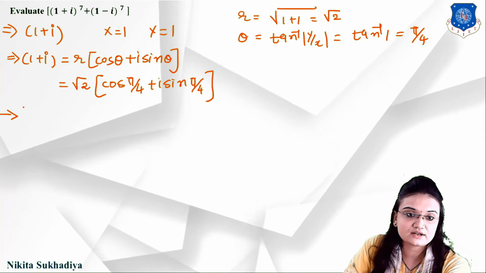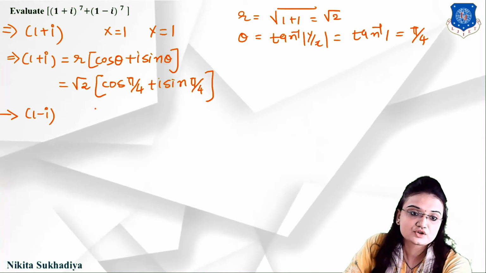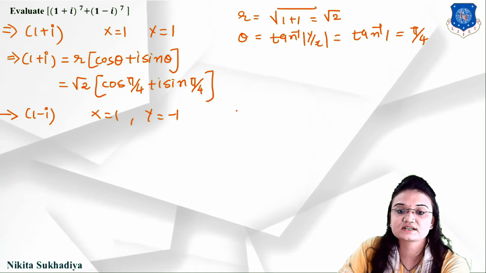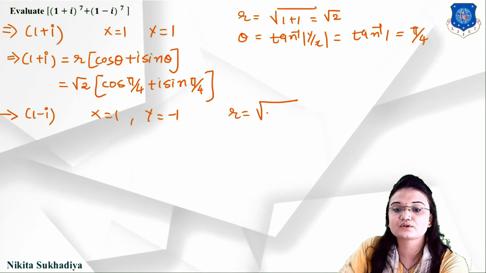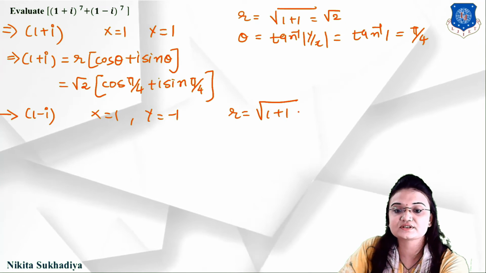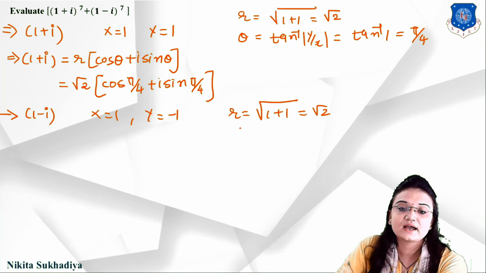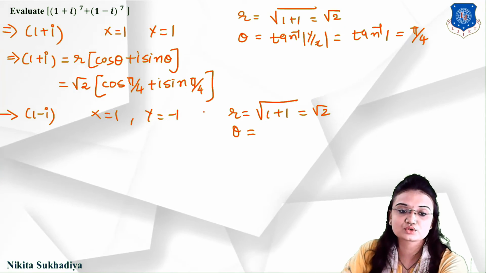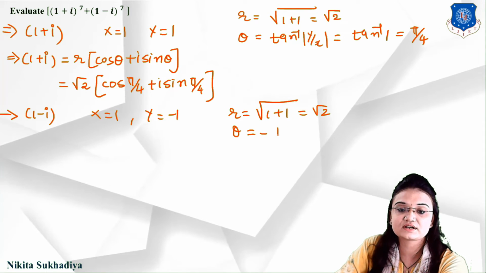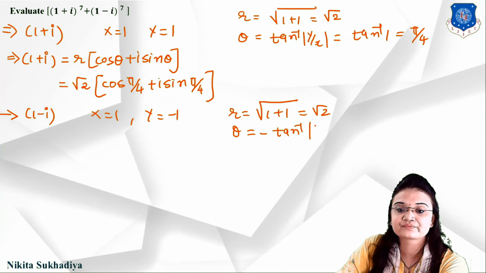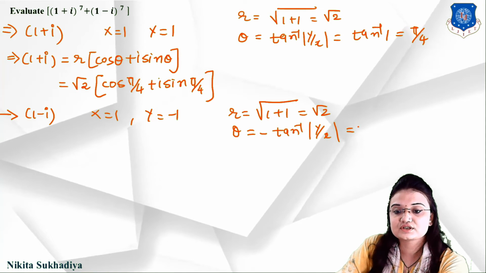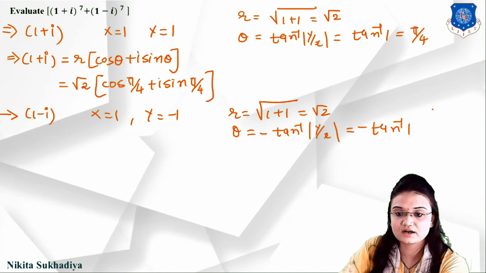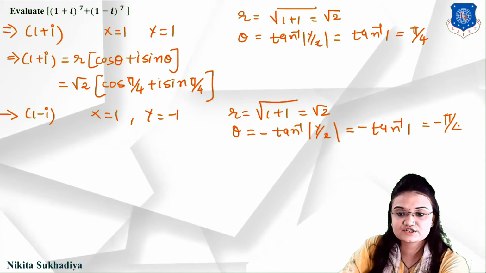Okay, next value is 1 minus i. So for 1 minus i, x is equal to 1, y is equal to minus 1. So we can say that r is equal to under root of x square plus y square, so that is 1 plus 1, that is under root of 2. And theta, here you can clearly see that 1 minus i is in the fourth quadrant. So in the fourth quadrant, theta is equal to minus tan inverse y by x, so this is minus tan inverse 1, so this is nothing but minus pi by 4.